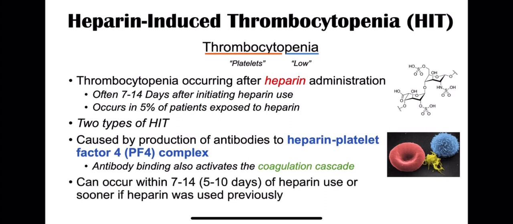So again, as we mentioned before, this condition can occur within 7 to 14 days, and sometimes you might see 5 to 10 days of heparin use, but it can occur sooner if heparin was used previously. If the person has been exposed to heparin previously, they've developed these antibodies we've talked about. They already have the antibodies there, so it can occur very quickly after a second administration. So it can occur within very short time periods, within hours, if the same person has been exposed to heparin recently. We're going to talk about all those time frames later on in this lesson.